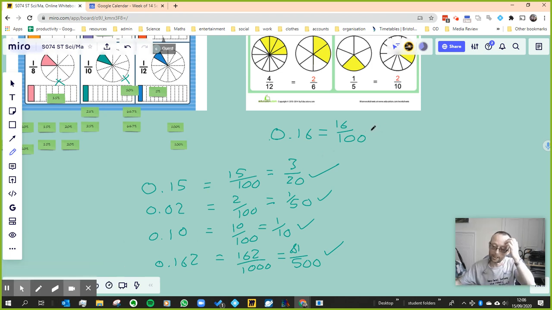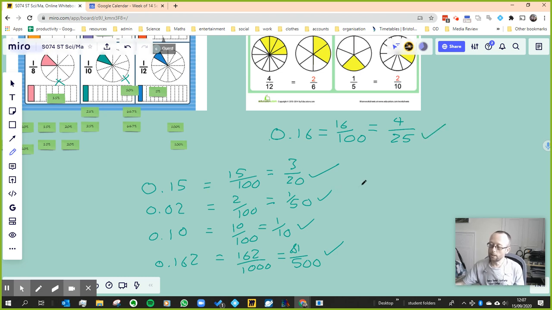So 16 over 100. So you can divide 16 by 16, but 100 cannot be divided by 16. You can divide it by 8, but 100 can't be divided by 8. But you can divide it by 4, and 100 can be divided by 4. So that would be probably the biggest one. 16 divided by 4 is 4. 100 divided by 4 is 25. So 4 can be divided by 2 or 4, or 1, obviously, but 25 cannot be divided by 2 or 4. So that is the most simple fraction.